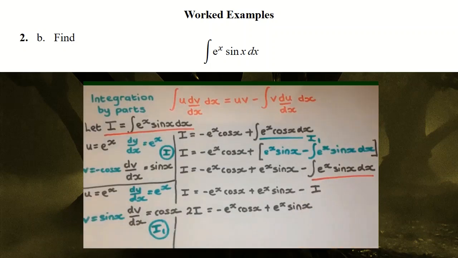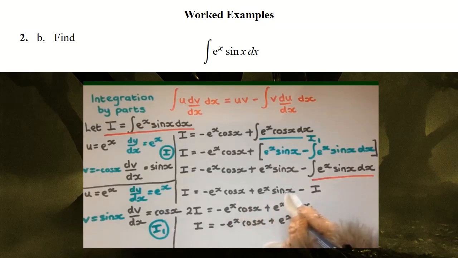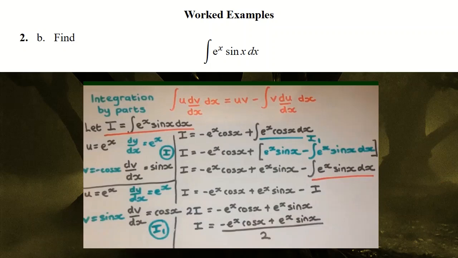So okay, we've almost got I. Now all I have to do is divide by 2 and we're there. So big capital I is going to equal, and I'm going to rearrange this. No, I won't. I'll leave it as it is. So it's going to be negative e to the x cos x plus e to the x sine x all over 2. And we're done. Isn't that amazing? Okay, we'll stop there. And don't forget the plus c.